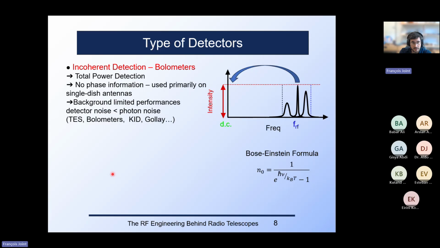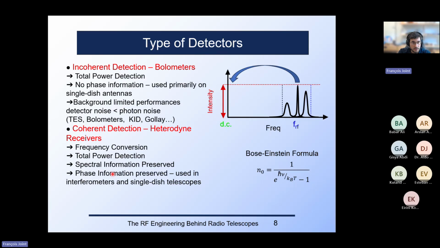The only thing with this incoherent detector, we don't get the phase information of the signal. We just see the intensity. That's why in radio astronomy, we use coherent detection, so heterodyning. And this time we use instruments such as SIS or HEB mixers. Those mixers actually conserve the amplitude and the phase of the incoming signal. That's what allows us to get very high resolution spectroscopy and interferometry.